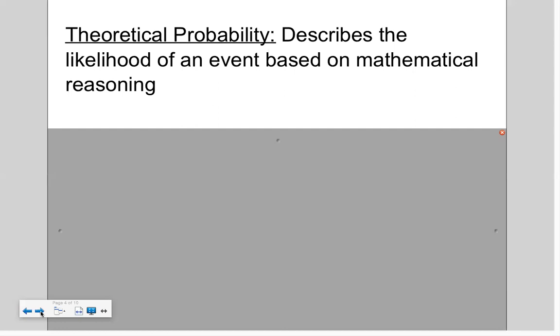Theoretical probability describes the likelihood of an event based on mathematical reasoning. This is what, most of the time, you're probably thinking about when you think about probability: flipping a coin, rolling a die, picking a specific card out of a deck, a 1 in 52 chance. This is all based on mathematical reasoning.